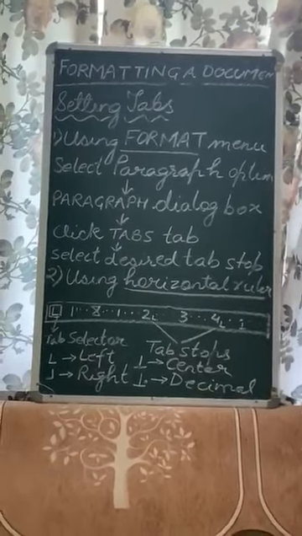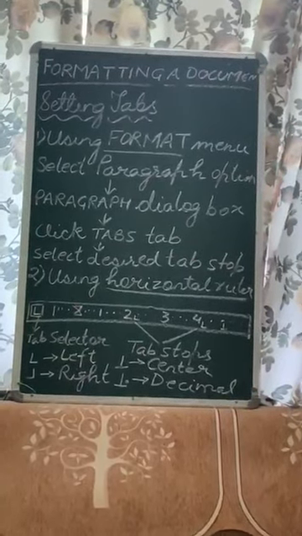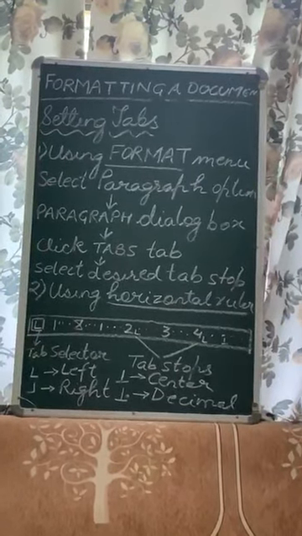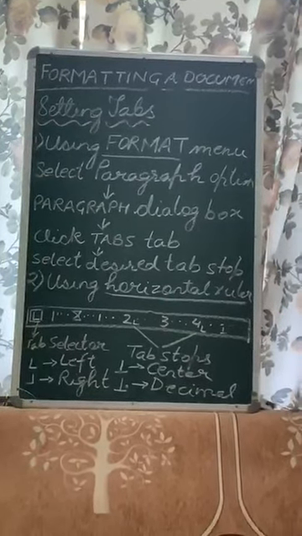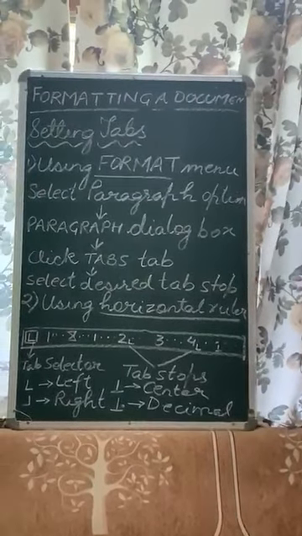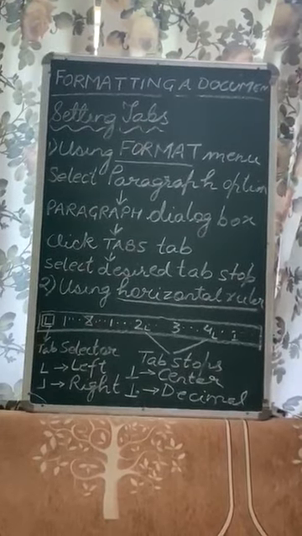So what will the left tab be doing? It will be moving your text towards the right side. The right tab will be moving your text towards the left side. Center will keep the text in the center. And the decimal tab, this is new for you. It was not in class 9th also.